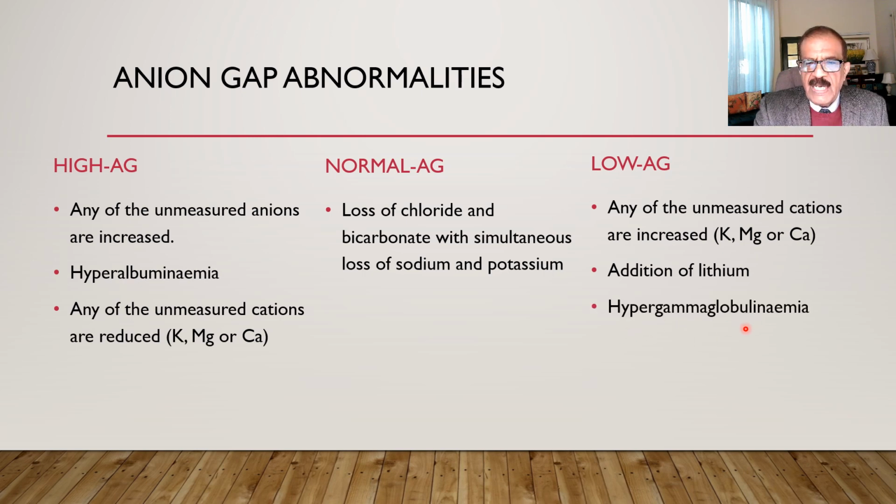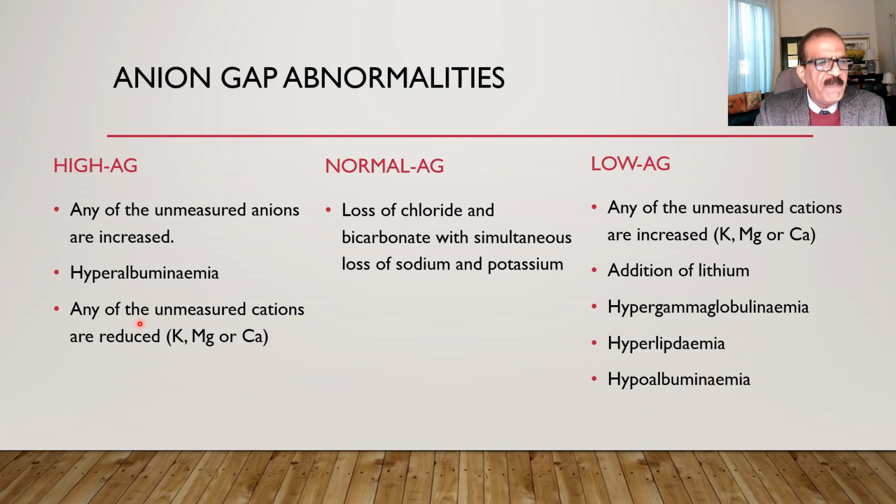Hypergammaglobulinemia. At normal body pH, albumin is mostly a negatively charged ion. Gamma globulin is positively charged, so it will act as a cation, and the same effect would be on the anion gap. Then hyperlipidemia. In people with massive hyperlipidemia, particularly hypertriglyceridemia, sodium is not actually measured accurately. Sodium is underestimated, so that can also lead to a low anion gap.